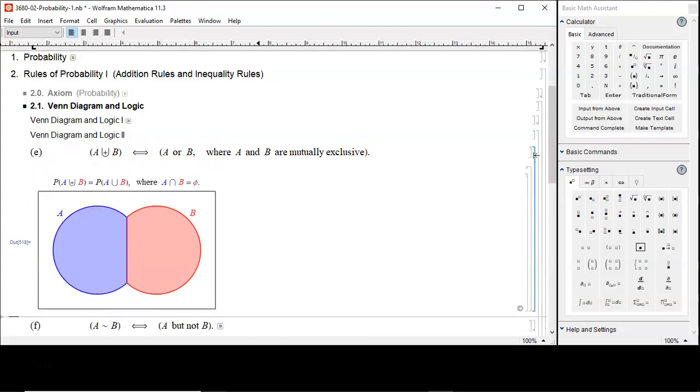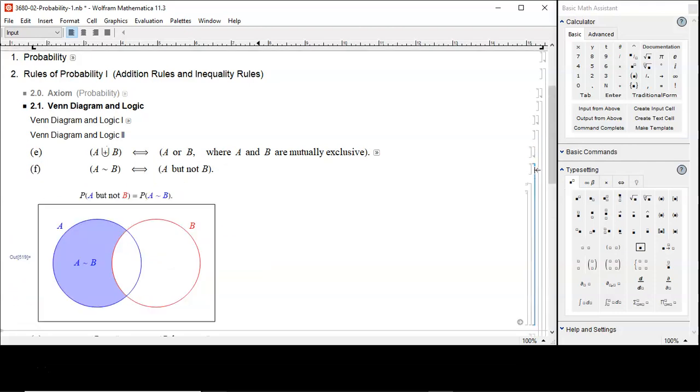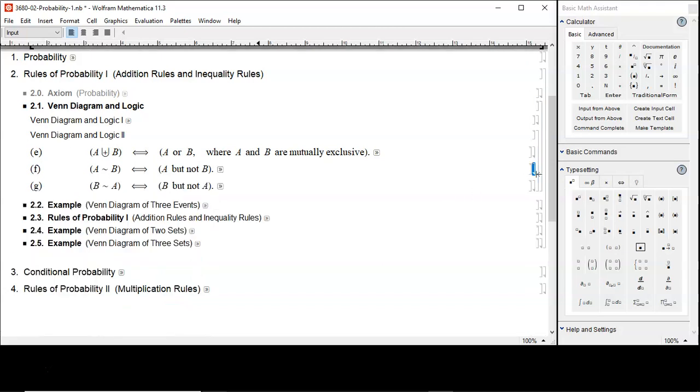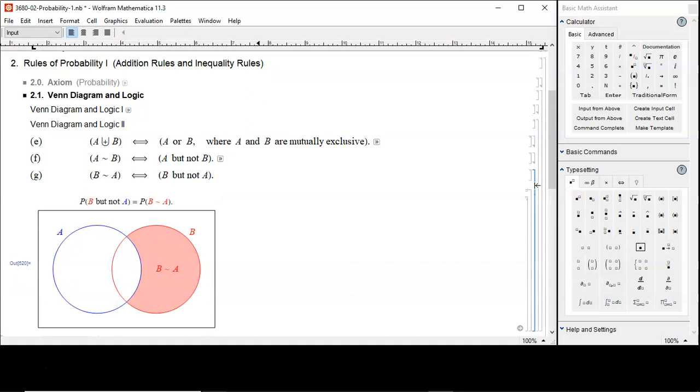Okay, next, here are some more Venn diagrams. A or B, but in this case mutually exclusive, so you have union with a plus instead. This is set minus, A minus B, basically A but not B. So from this circle A, subtract away those in B. This part is all out, so what's left is this crescent. Similar thing goes over here: B but not A, B set minus A.